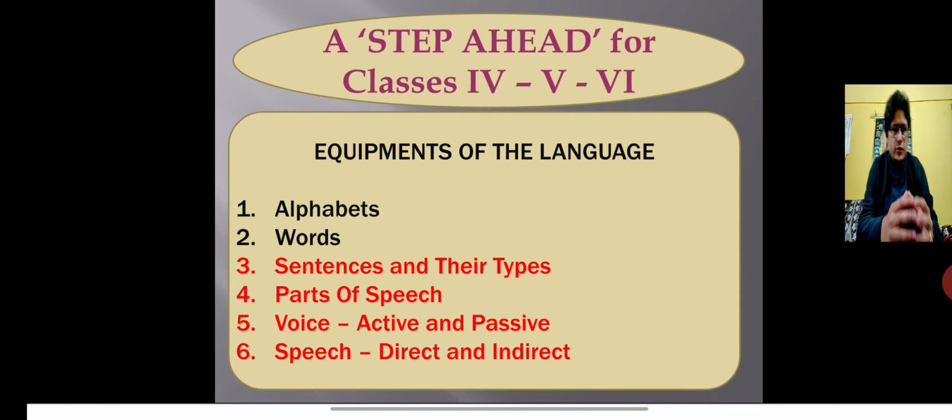Okay, now what you see here are the equipments of the language. I have divided the language into six different weapons. Now, see, children, two out of the six have been shaded in black, whereas the last four have been shaded in red. The reason is that we are only going to venture into the first two now, and into the last four in my next class. All right, children.